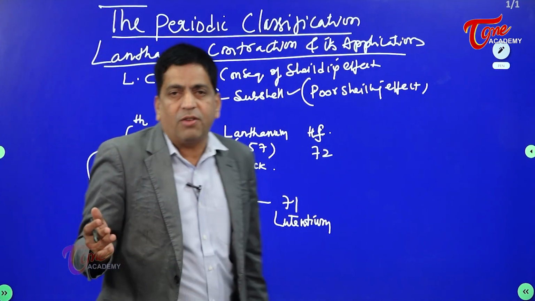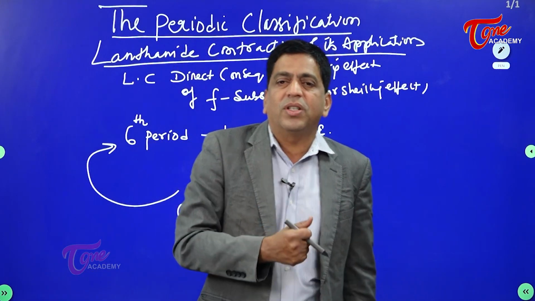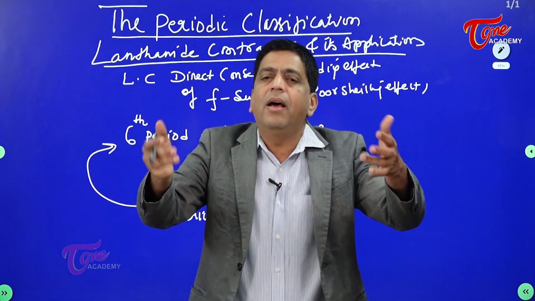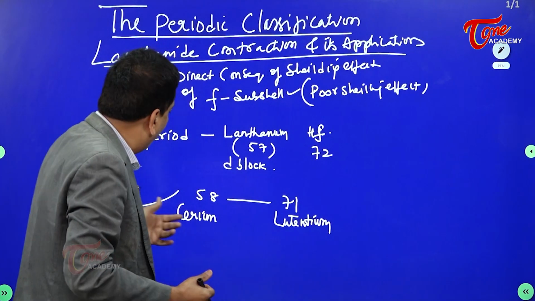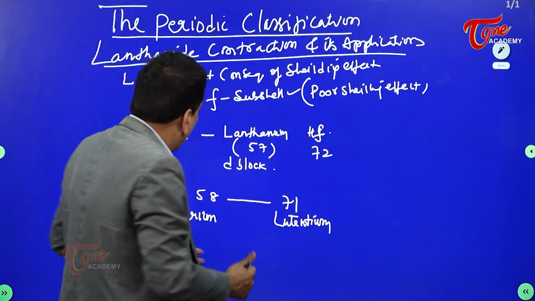So that might be a question. Lanthanides belong to which period is a question. Of course, they belong to the 6th period, but they are not put in the main frame of the periodic table. Rather, they are pulled out from the main frame and put at the bottom. You must understand. This is cerium to what? Lutetium.